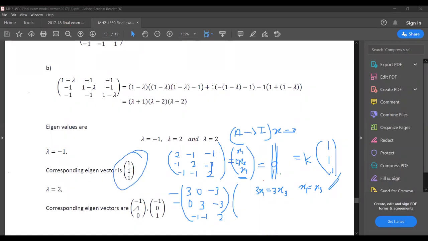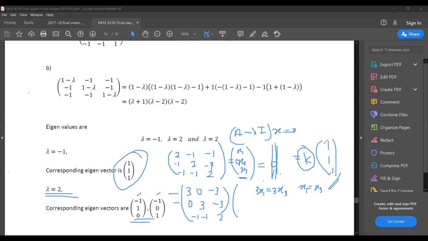Similarly, when you are doing it for the repeated eigenvalue, here we assumed k. In this case, there would be a situation where you have to take two variables like a and b, or m and n. From those two variables, you can find these two eigenvectors. So that is the idea there.